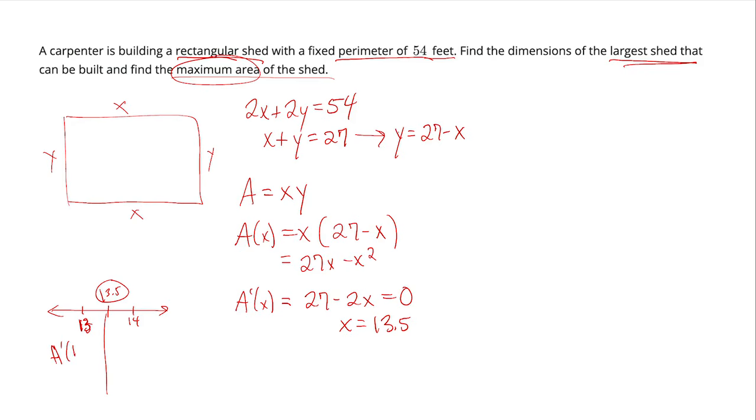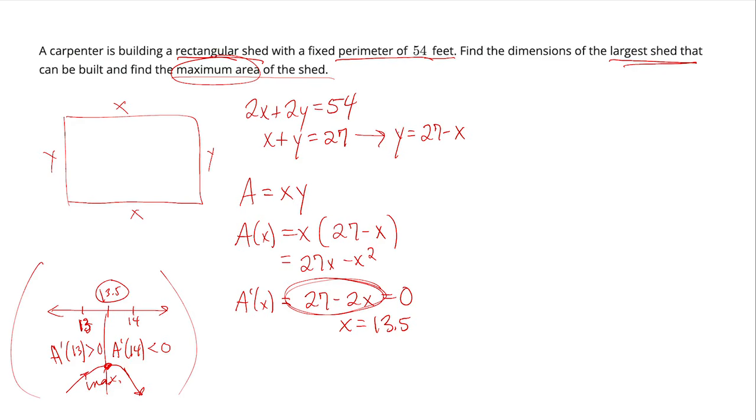If I plug the test points into the derivative, that's this right here, I end up getting a positive when I plug in 13, because 2 times 13 is 26, which is less than 27. And then I get a negative when I plug in 14. 14 times 2 is 28, which is larger than 27. So I get increasing, decreasing, so I do, in fact, have a maximum. All right, that's good. Checks out.